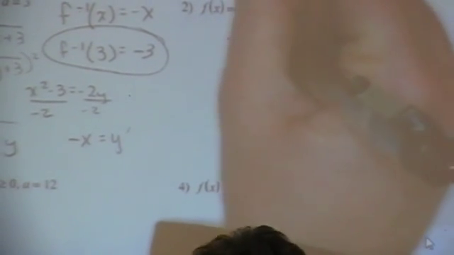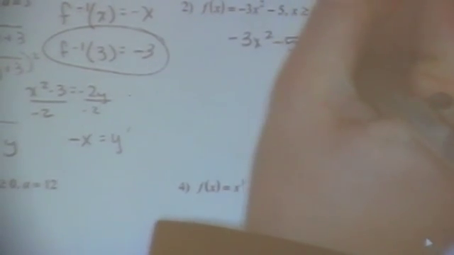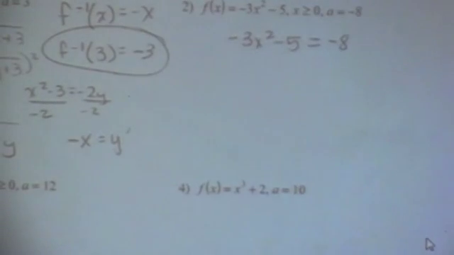So the first thing you want to do is this: negative 3x squared minus 5 equals negative 8, because it's Y. Is everybody with me? That's why they use an A, because sometimes it's X and sometimes it's Y. Okay, but what about the X?